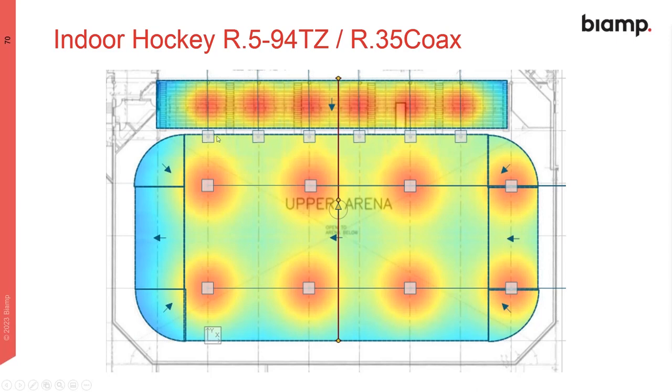With hockey, you want to aim for getting the sound over the glass. You've usually got about 10 feet from ice to top of the glass. So placing the speakers way out here and projecting in, you're going to miss a whole lot of rows of coverage if you don't get the pattern over the glass to begin with.